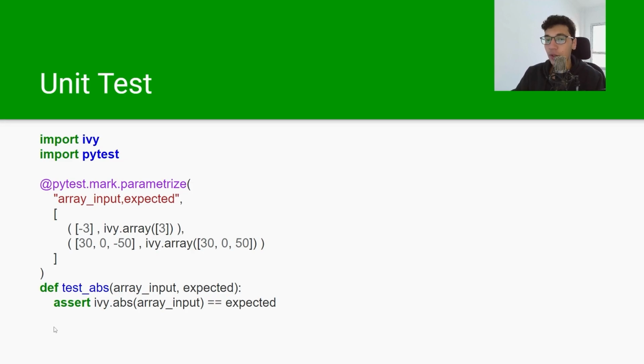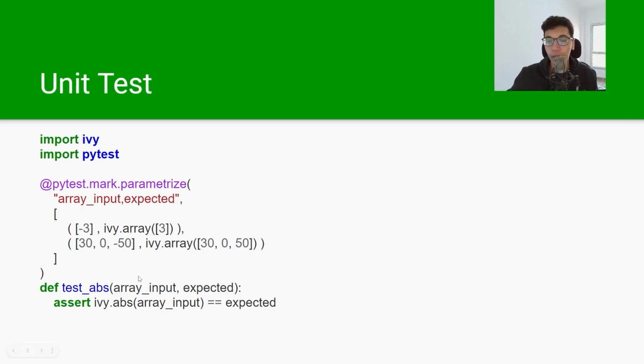The test function defines how we test the function, and how we ensure and assert that the output of the function is correct. So in the case of test abs, we take two parameters, array input and expected, and we call the function abs on the array input, and we see if it's equal to the expected or not. And that's how we test the function.